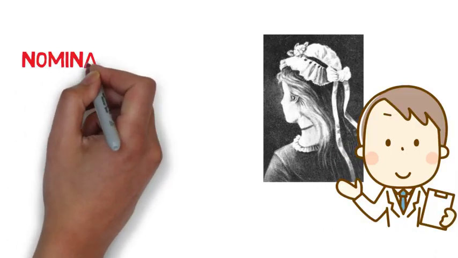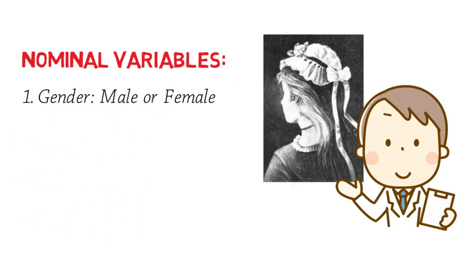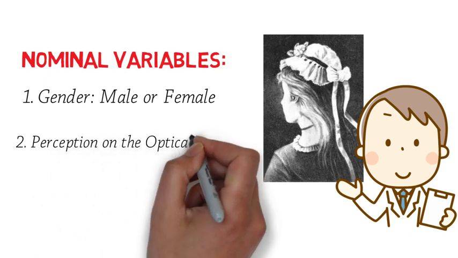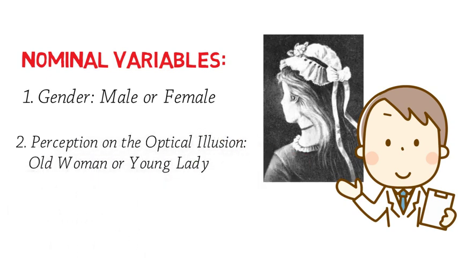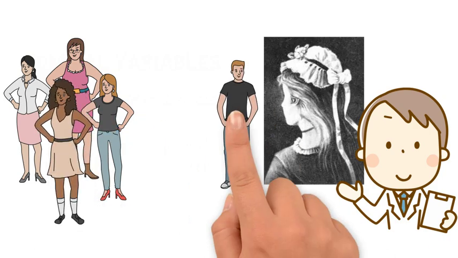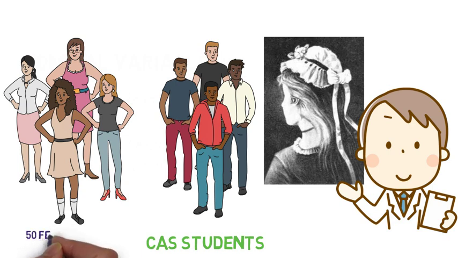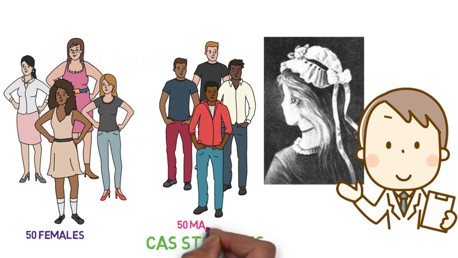So what are my nominal variables? First, we have gender, and it can be categorized into male or female. Next, we have perception, and it can be categorized with kung ano man ang makikita nila sa picture, like old woman or young lady. Okay, now let's conduct a research. So I decided that my population will be students from CAS, and I want to have equal number of respondents in each gender. Therefore, I randomly asked 50 male students and 50 female students ng CAS.